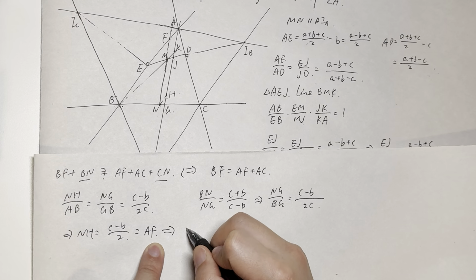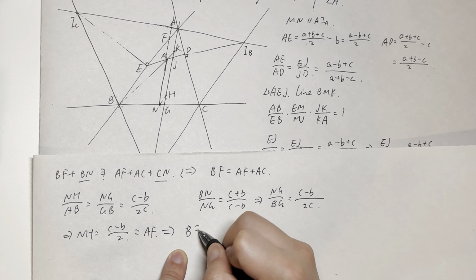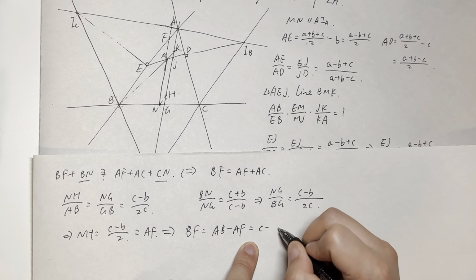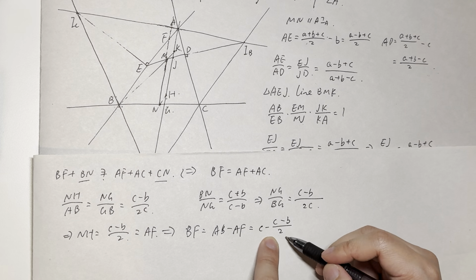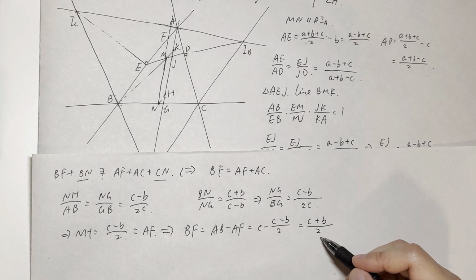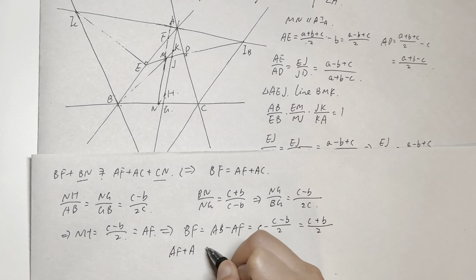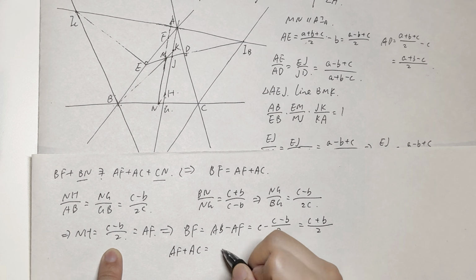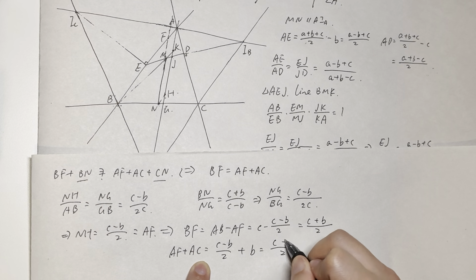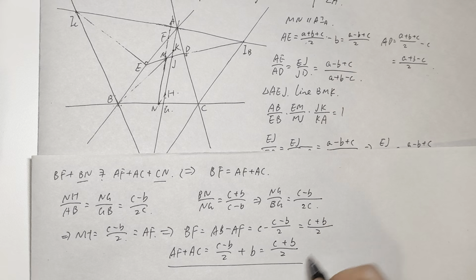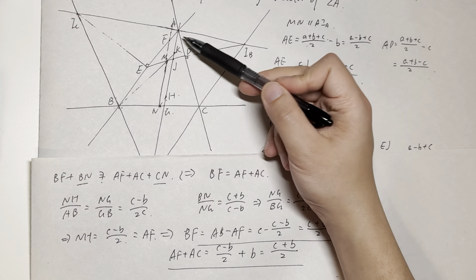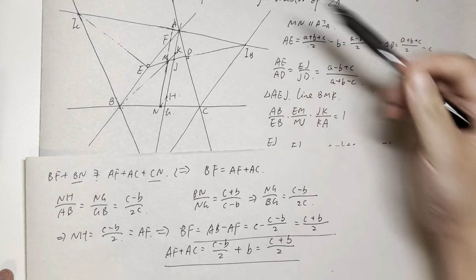Then we know that BF equals AB minus AF, which is C minus C minus B divided by 2, which equals C plus B divided by 2, right? And for AF plus AC, it equals C minus B over 2 plus AC, which is B, which equals C plus B divided by 2. See? These two are equal, which means NF divides the perimeter of triangle ABC equally. Okay?